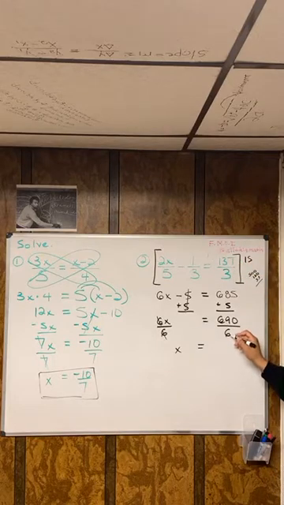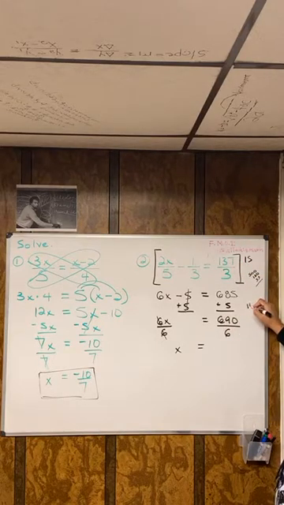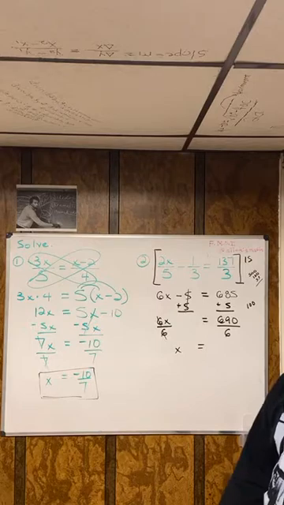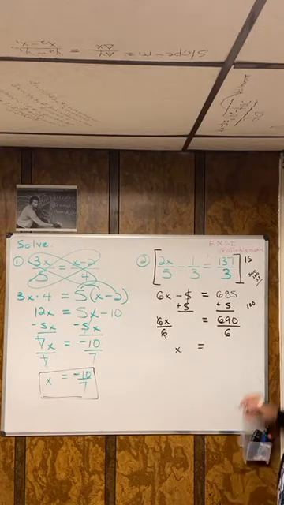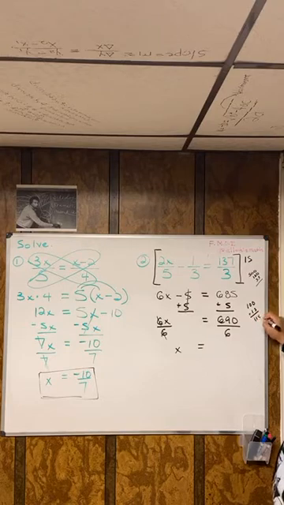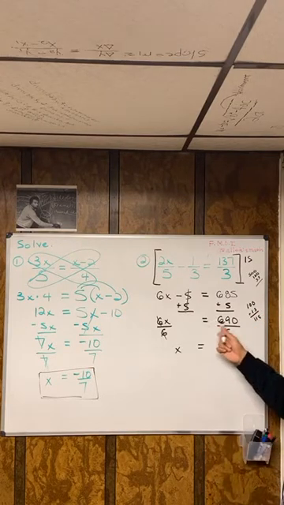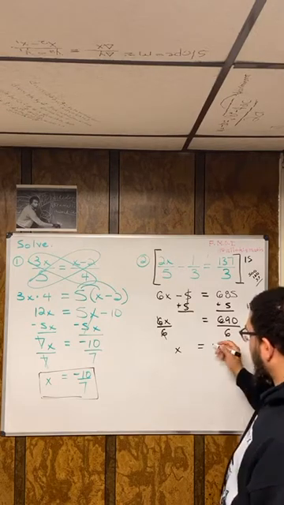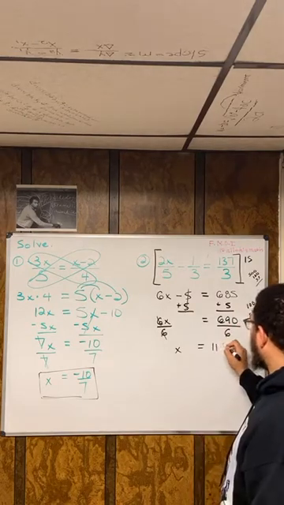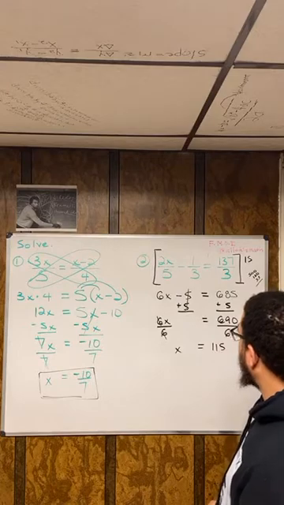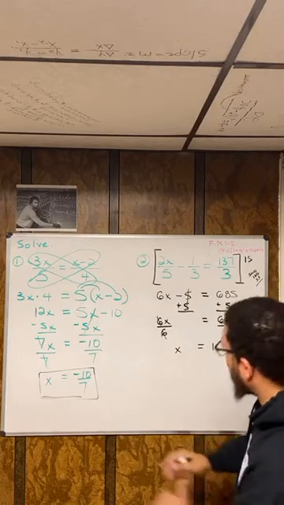Ask yourself, how many 6 is going to 600? 100, because 6 times 100 is 600. How many 6 is going to 90? 15, because 6 times 15 is 90. So 100 plus 15 is 115. If you took out a calculator and you did 690 divided by 6, you would also get 115. All right? Now, this is our answer, but let's check our work, though.